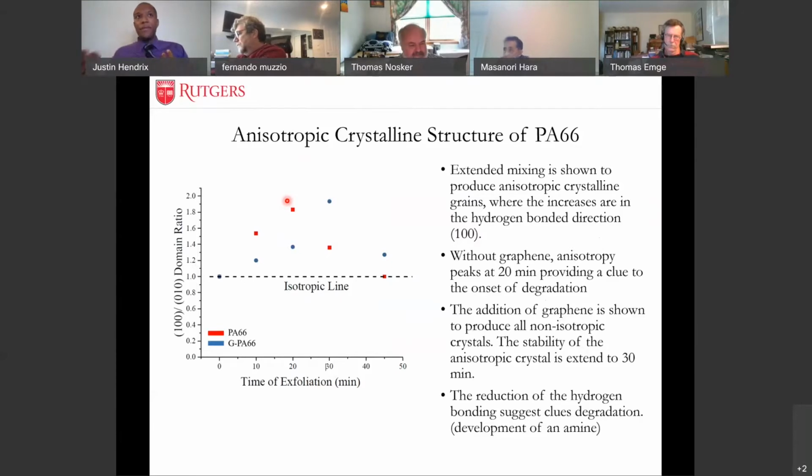And so the addition of exfoliating graphite leading to graphene sustains the matrix and actually prevents or slows down the onset of degradation, and it also produces these anisotropic domains given by the type of flow regime. So that's something interesting, and it's also stated that graphene does have this characteristic of trying to prevent oxidation, right? Or at least slow down the onset of degradation.